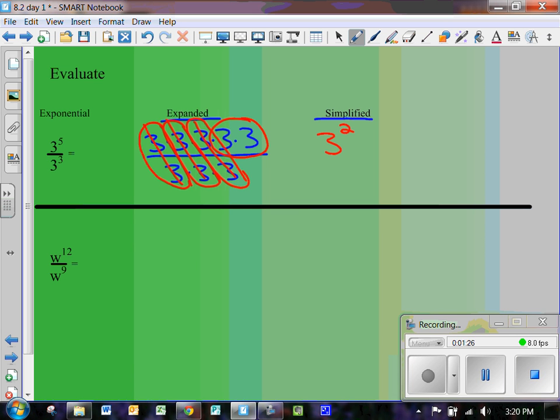On this left-hand side exponential, think about what our exponents are: a 5 and a 3. In order to do that, you could subtract those two to get that 3 to the second. That's how we're going to think about it, just subtraction.